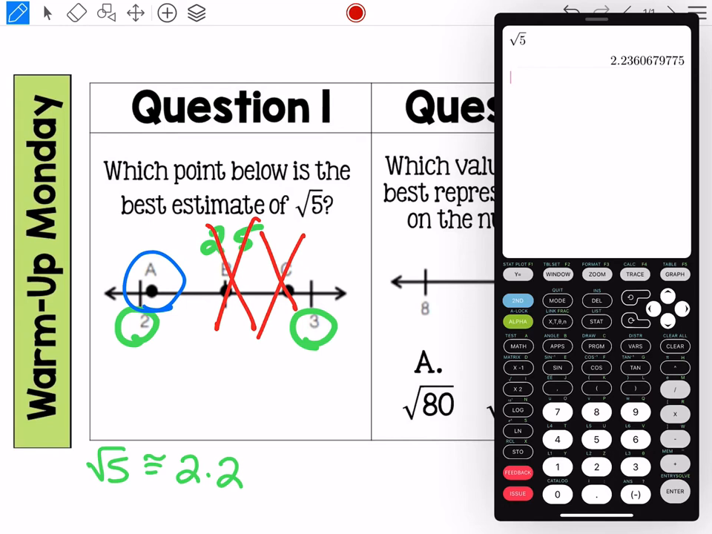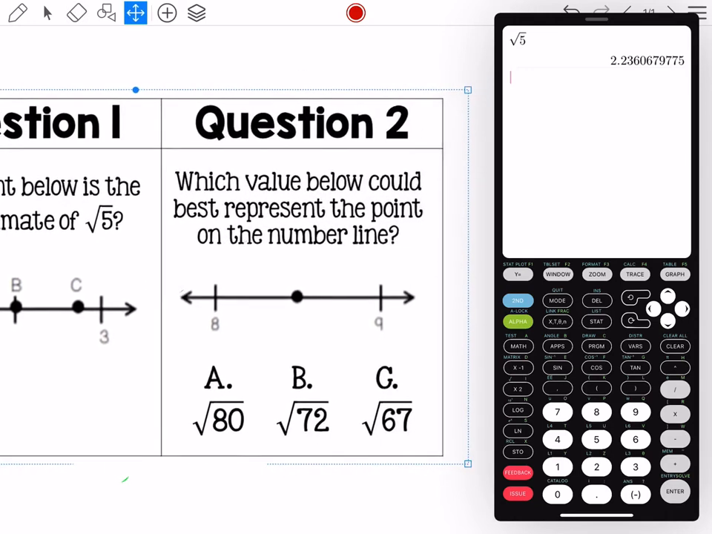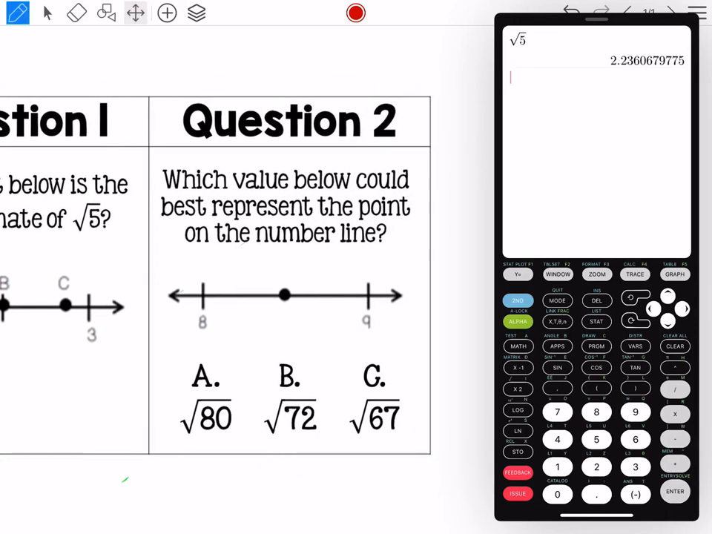Okay, so let's move over to question number 2. I'm going to clear my board here. Erase all of this. All right, and moving on to question number 2. It says, which value below could best represent the point on the number line? So here it's kind of giving us the opposite situation. We're given a point on the number line and we're asked which number could best represent that point.